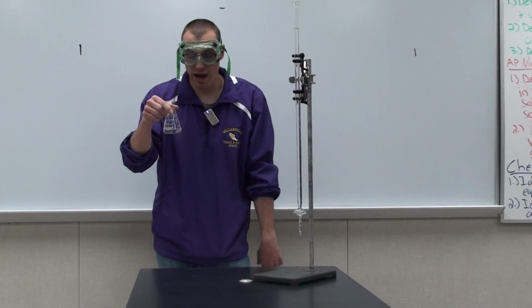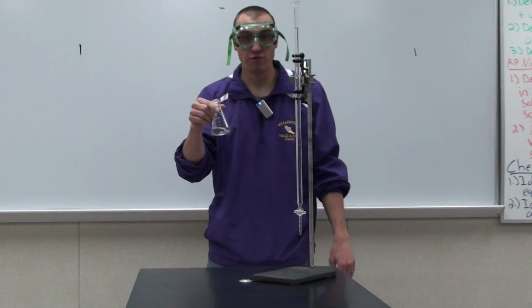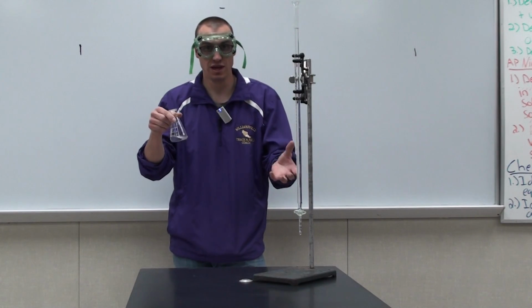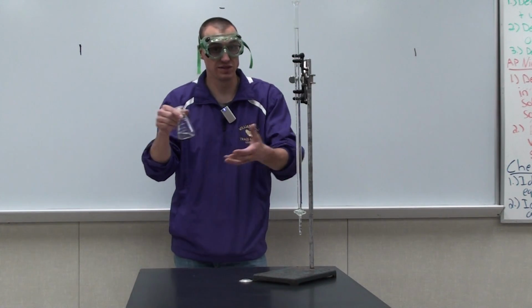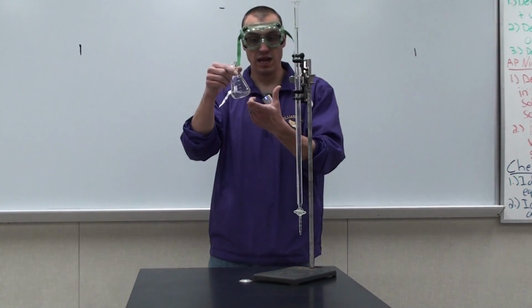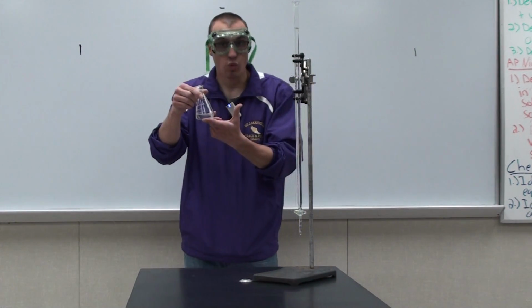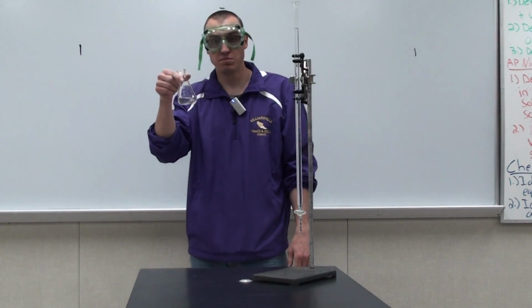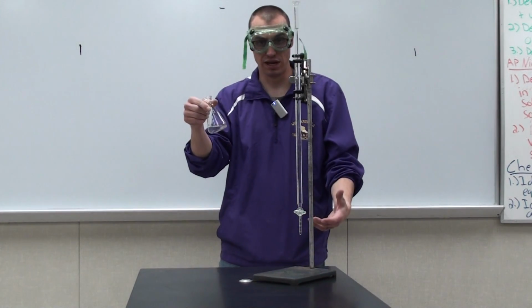Now I've also added about 3 drops of phenolphthalein solution, and that is an indicator solution that will indicate if something is an acid or a base. Now the way that works is that it is clear when it is an acid, and then once it's a base, it turns this pink color.